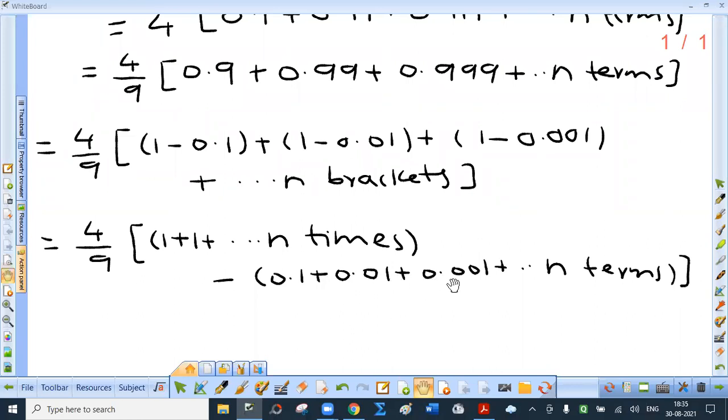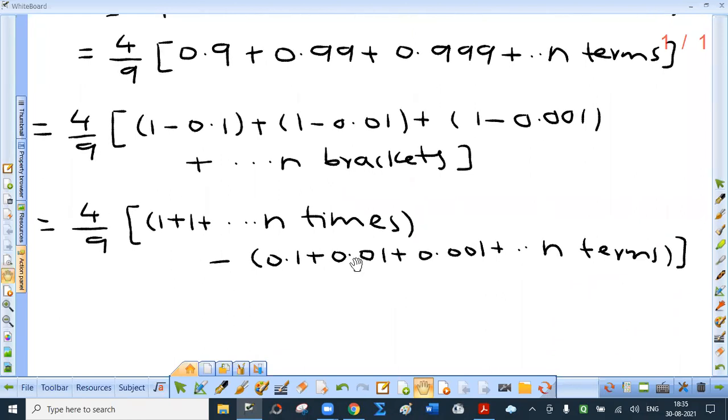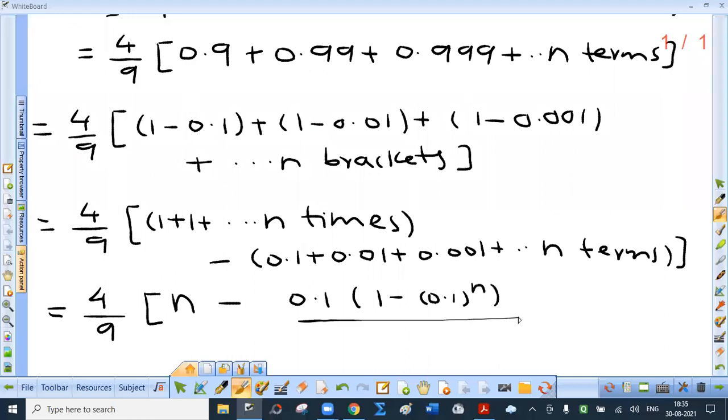These are in geometric progression with first term 0.1. And what is the common ratio? To get common ratio, divide second term by first term. So 0.01 upon 0.1 is 0.1. In exam, you are supposed to mention this. Otherwise, you will not get full marks. So here I'm writing n minus 0.1 into 1 minus 0.1 raised to n upon 1 minus 0.1. 1 minus 0.1 is 0.9.